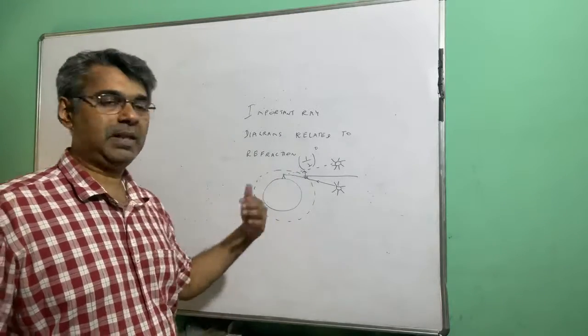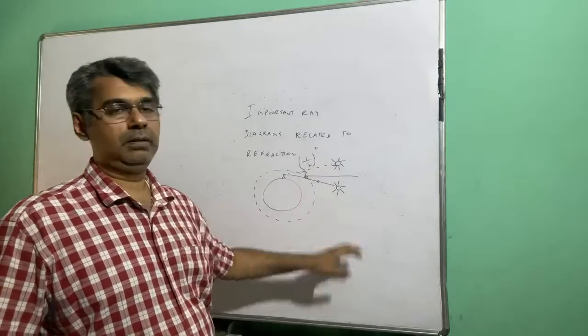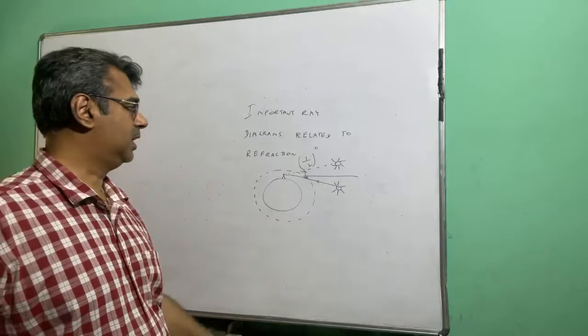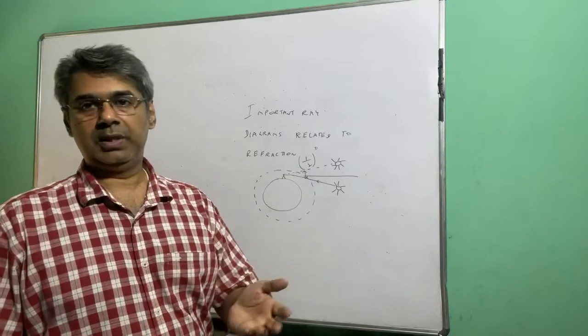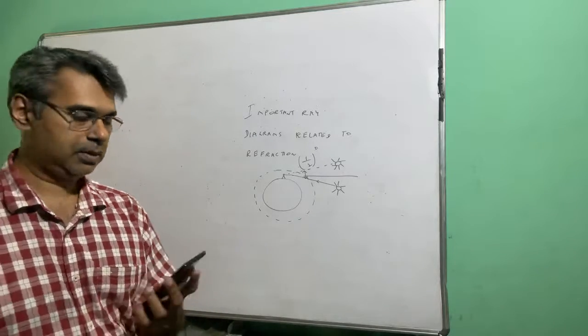Now the same thing happens during sunset. During sunset, the sun, when it is still above the horizon, it appears to be below the horizon. So the same thing happens. There also it is half a degree, there also it is 2 minutes. So this is one of the concepts.